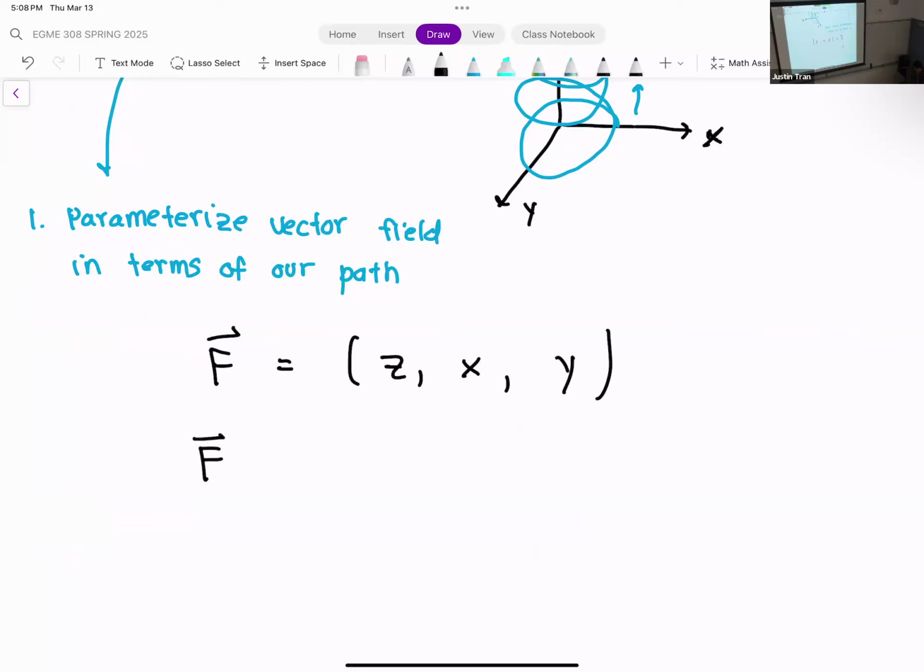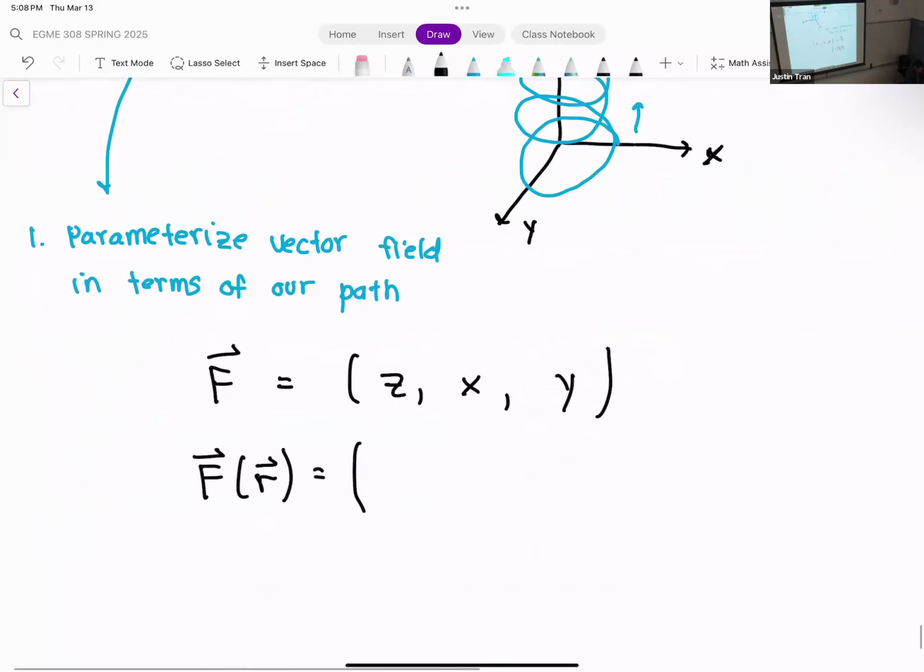So if we plug in the corresponding components of our path, our F of r here, right? First, we're going to plug in z of t. So z of t is going to be 3t. Then we're going to plug in x of t. X of t here is cosine of t. And y of t here is sine of t. Okay, so all I did here was plug in the components of our path into the appropriate locations in our vector field.